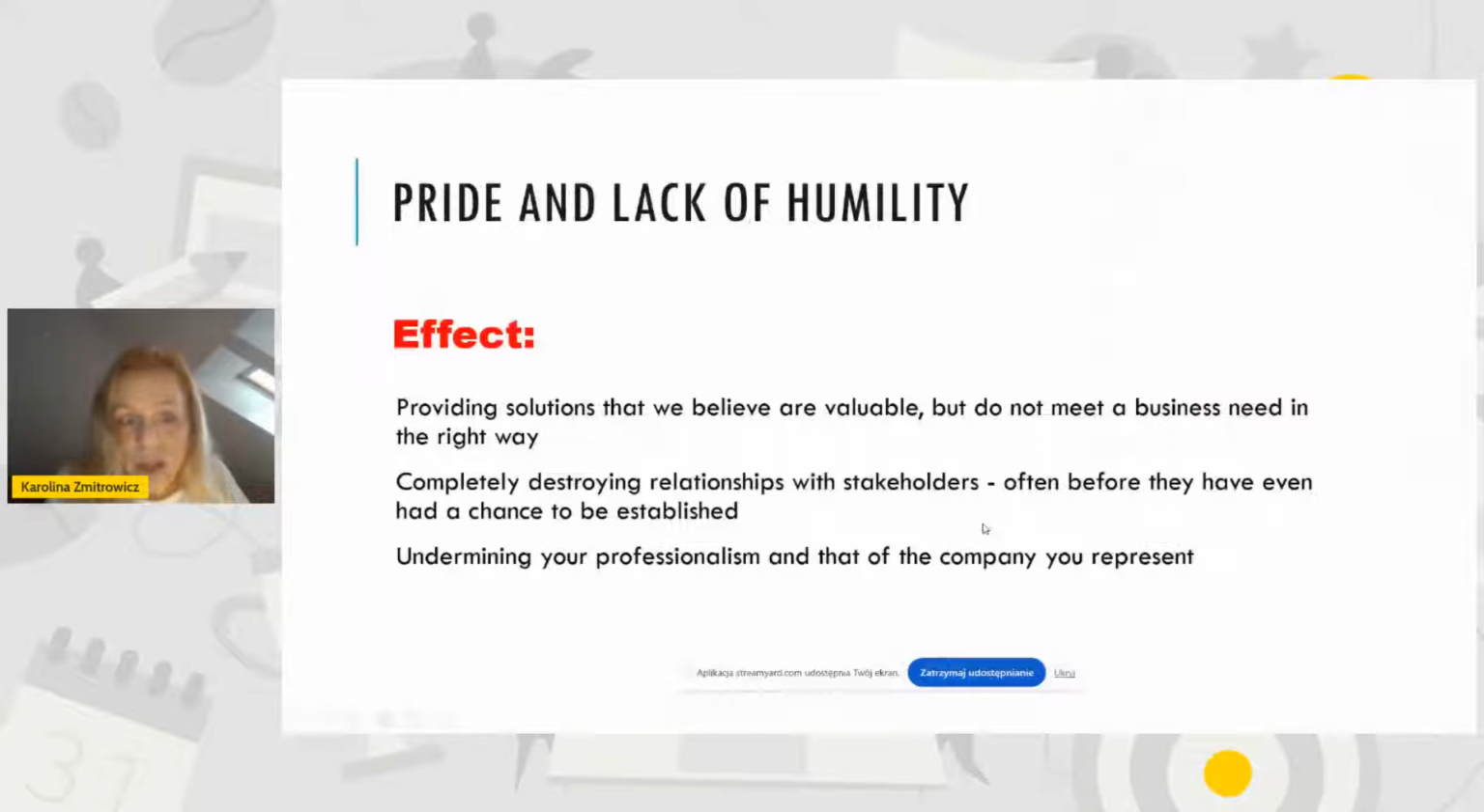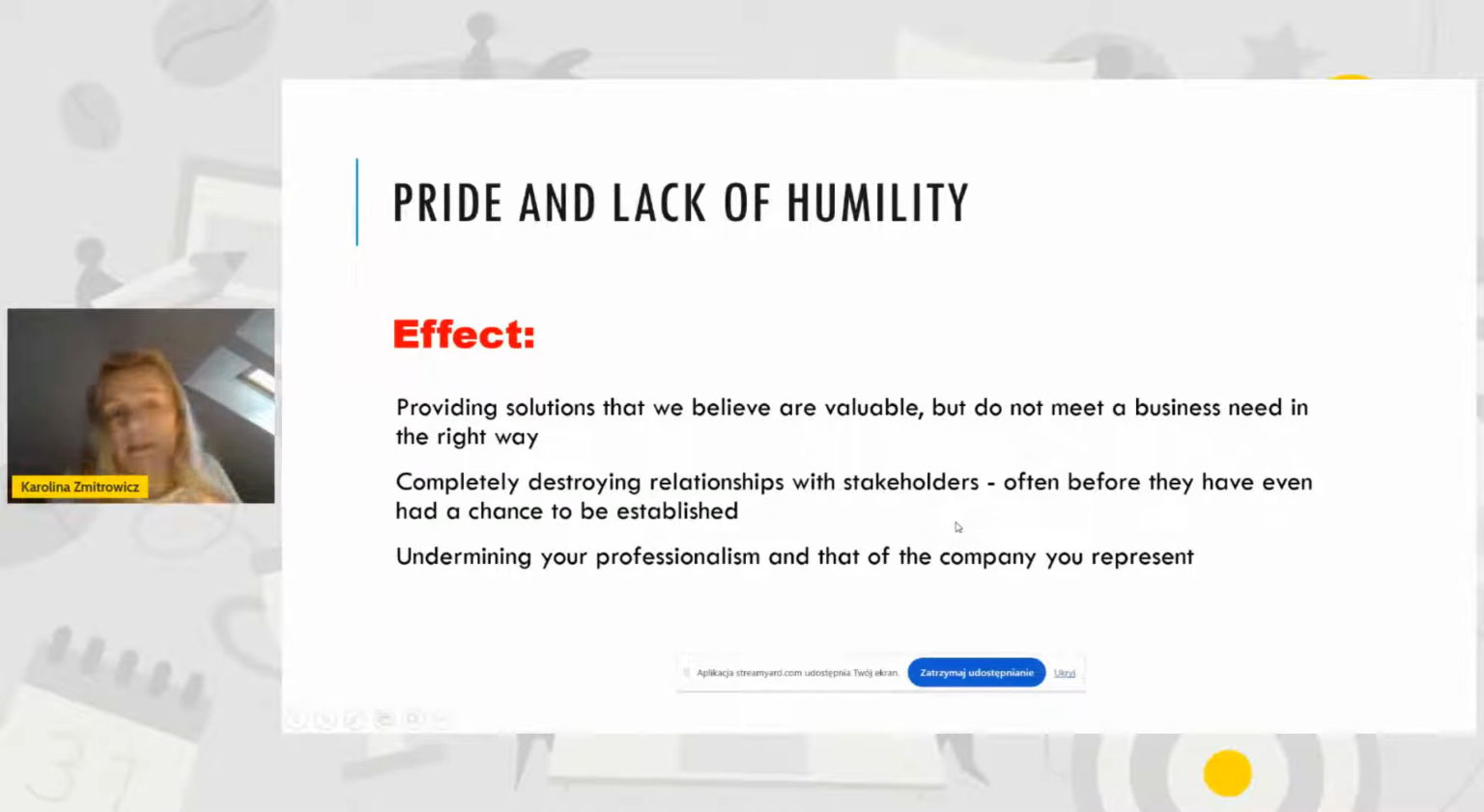And again, the effect can be that you will provide a solution that is good from your perspective, but is not good from the perspective of stakeholders of the organization. You can destroy relationships, because how would you feel if someone is coming to your project, to your organization, and this person is telling you, I will tell you how you should do your job? That's not nice. We wouldn't like to be in this situation. Then why are we doing it to stakeholders?